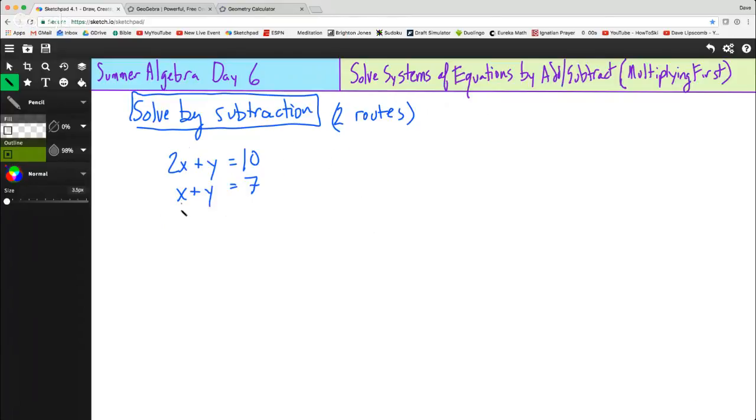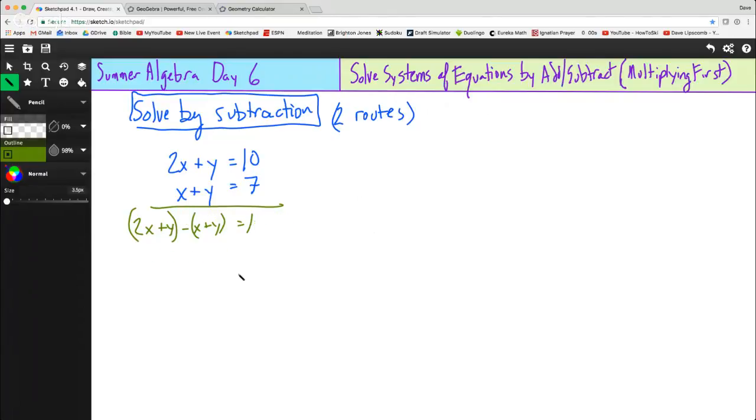Now, let's do it that way first, and I'm going to show you what I think is an easier way. So if we subtract this, we'd say, well, we have 2x plus y, minus x plus y equals 10 minus 7. So I'm subtracting this from here and this from here, knowing that I'm subtracting equal things from both sides. And then I get 2x plus y minus x minus y, right? I've got to do my distribution. That negative times a positive y is negative y, equals 3. And then I can cancel my y's. And then I get x equals 3.